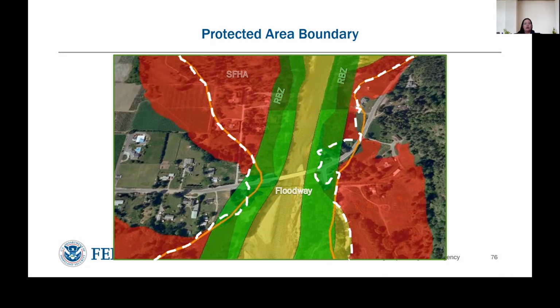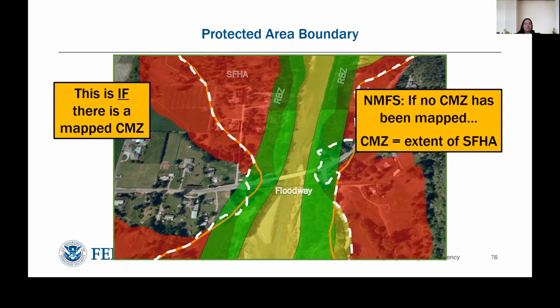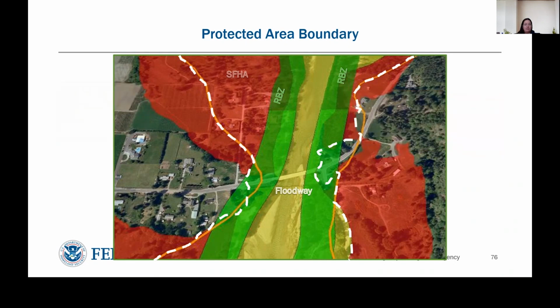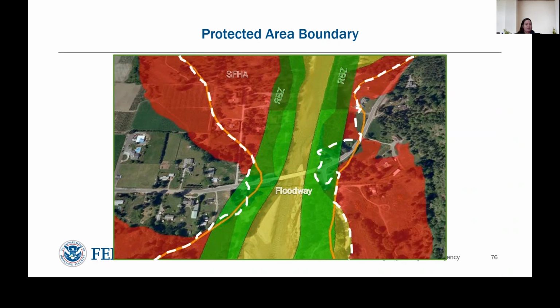So I mentioned before about whether or not your community has an adopted CMZ. What we're looking at right here, this dotted line defines the protected area on this map if there is an adopted mapped CMZ. But NIMS has told us that if we don't have an idea of where that channel migration zone has been mapped, then we need to assume that the channel migration zone is the entirety of the SFHA at that point. So this is what you have if you don't have a mapped CMZ. This is what you have for protected area. I'm sorry, I misspoke. This is what you have if you do have a mapped CMZ.